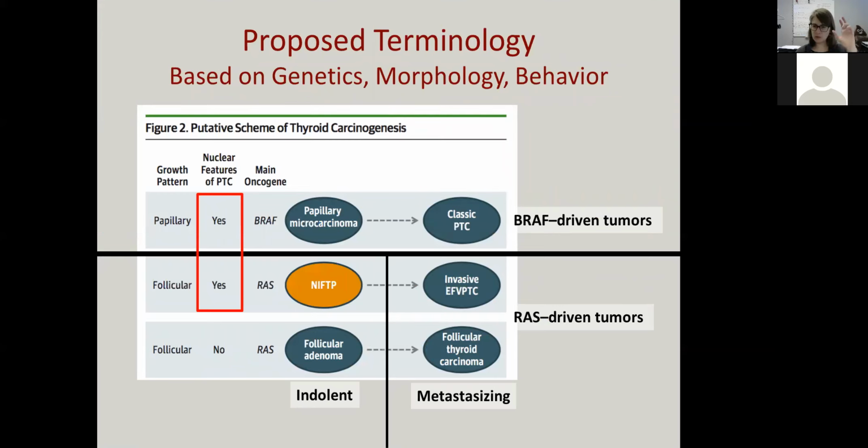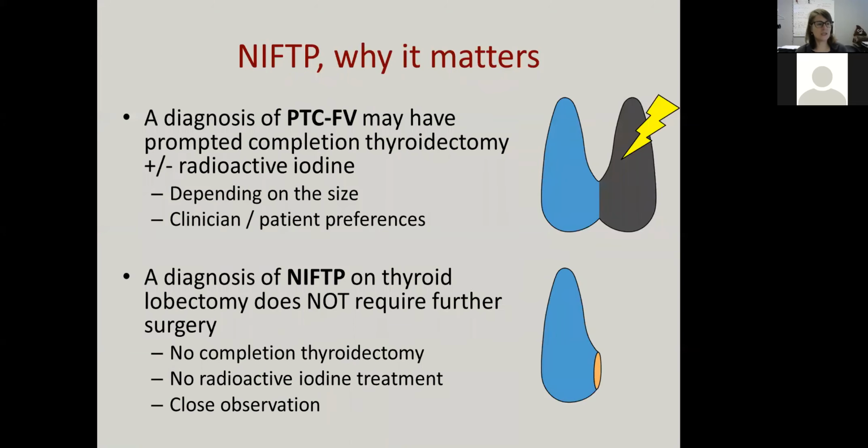The nuclear features now exist across the board, right? Nuclear features we've now realized are less important than the architecture and the genetics. So NIFT-P is important because in the past, a diagnosis of follicular variant of papillary may have prompted completion thyroidectomy and radioiodine, especially depending on large size, patient and clinician preferences. However, with a diagnosis of NIFT-P, you're done. Just observation for the time being.